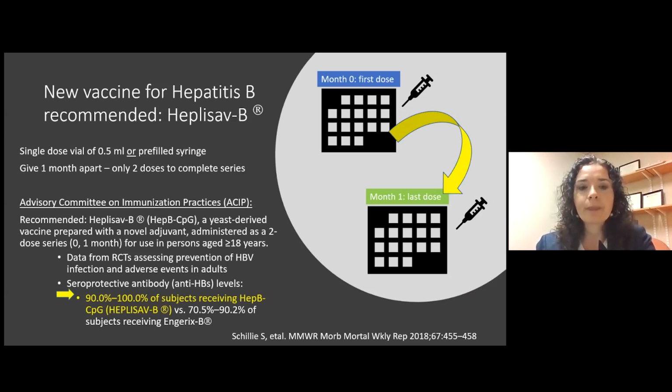And the data from randomized controlled trials were used by the Advisory Committee on Immunization Practices to guide this recommendation, and specifically the seroprotective antibody levels, which were very high with Heplisav, 90 to 100% of subjects attained seroprotective antibody, in comparison to Engerix, which was 70 to 90% of subjects only. So if you can vaccinate with Heplisav, it is a more effective agent.